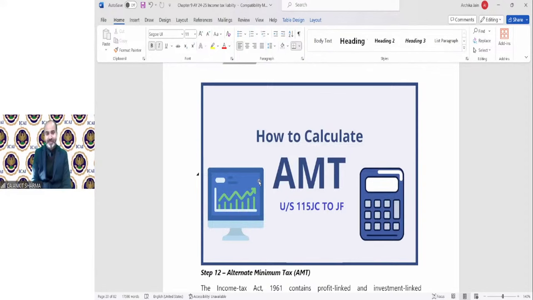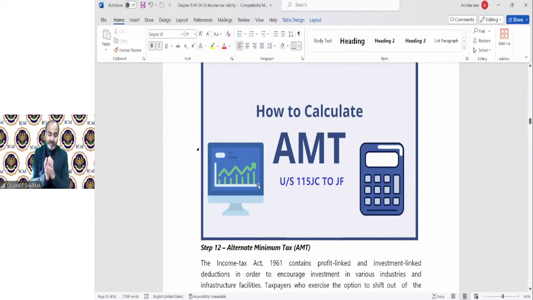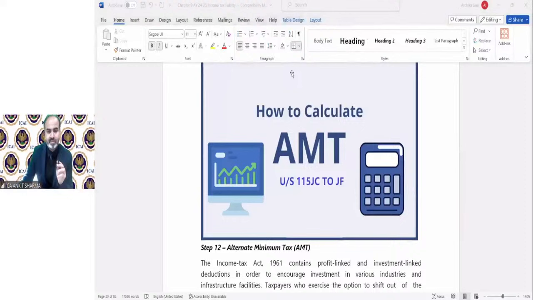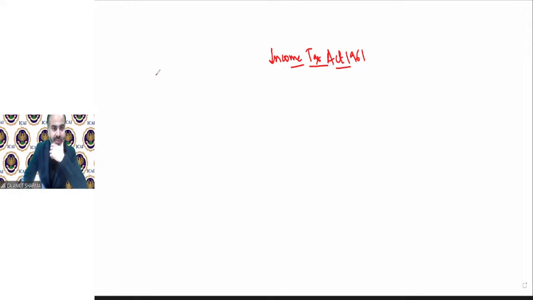First of all, before understanding the process to calculate the AMT, first we should understand why we need to calculate the AMT and what exactly is the need of AMT in our country. Let's discuss with an example. AMT is alternate minimum tax. That is alternate minimum tax.